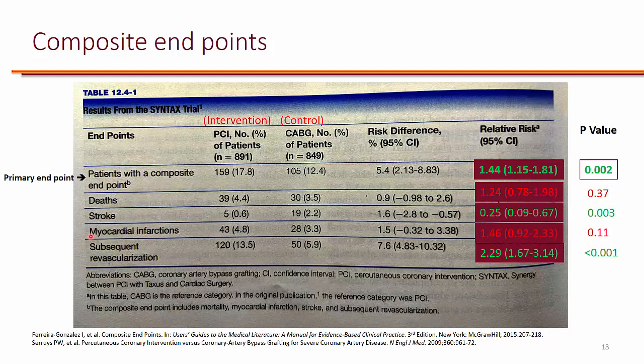The same is true with MI. When you look at the rate of MI, obviously 4.8 and 3.3 are different. But because the p-value is large, we say this is not statistically significant. Therefore, there is no difference between the two groups when it comes to the rate of MI. When you look at stroke, the p-value is small, so there is a statistically significant difference between the two groups in regards to the rate of stroke.